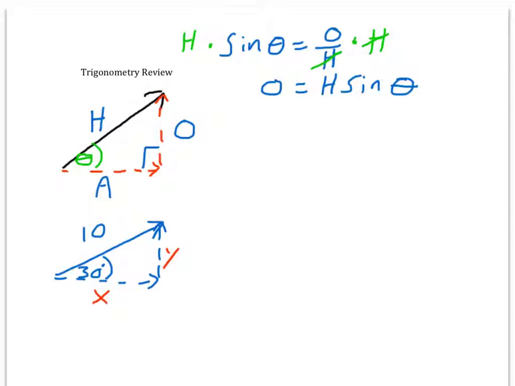So, to find the value of y, that would be the opposite side, right? Y is the opposite side. So y would equal the hypotenuse of 10 times the sine of 30 degrees. Be sure you're in degree mode. And that would come out to be 5.